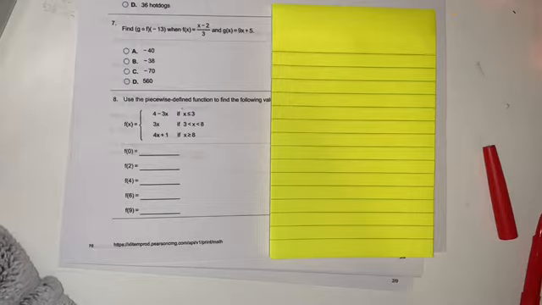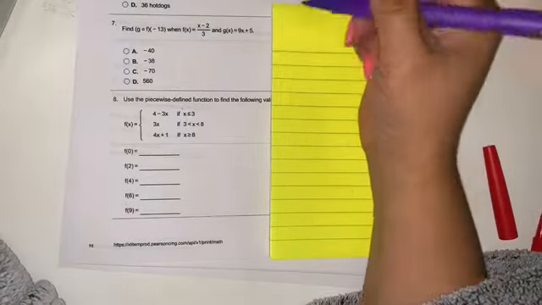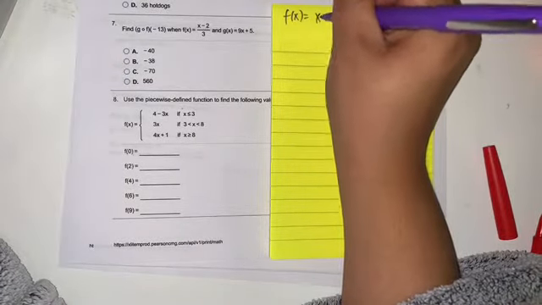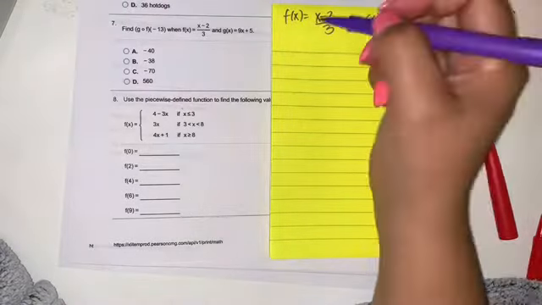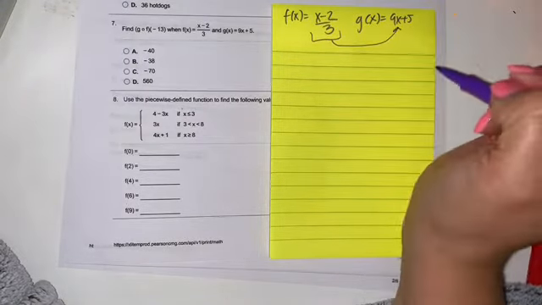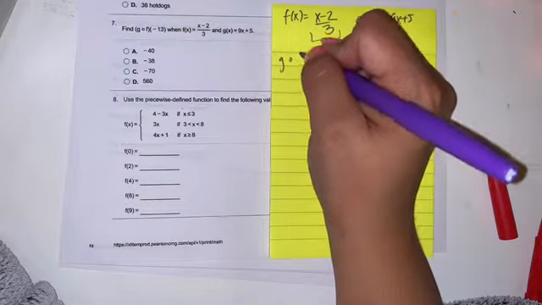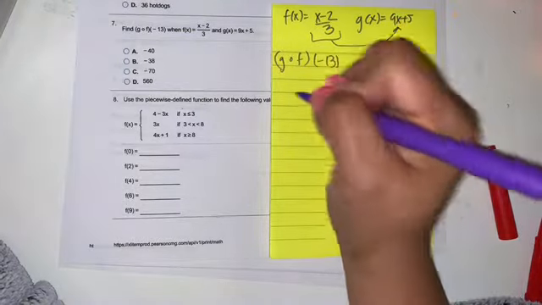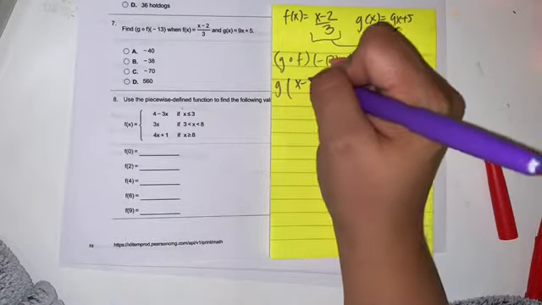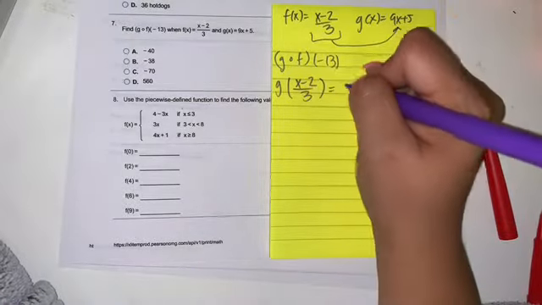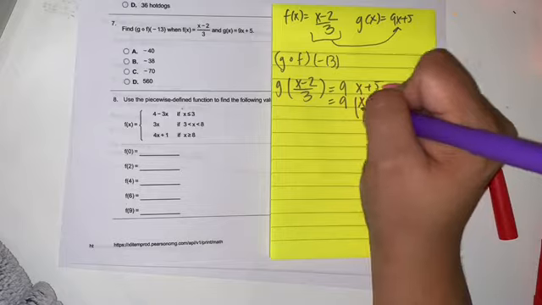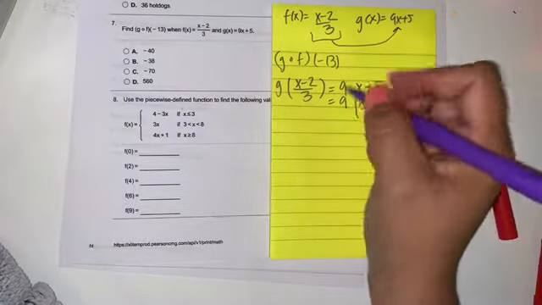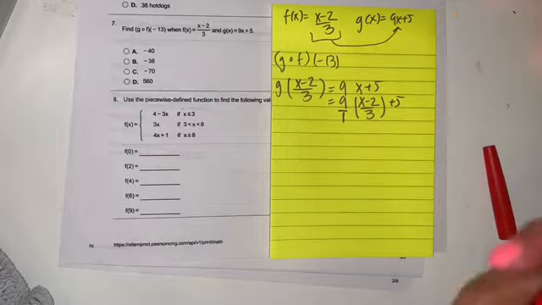Find g of f of negative 13 when f of x equals x minus 2 divided by 3 and g of x equals 9x plus 5. This entire expression is going to be where the x is because it's g of f of negative 13. So g of x minus 2 divided by 3 equals 9x plus 5, which equals 9 times x minus 2 divided by 3, plus 5. When I have fractions, I want to put the whole number underneath a 1.